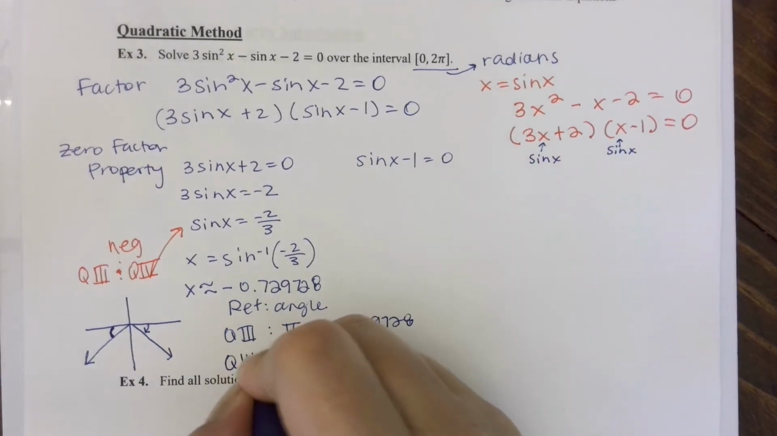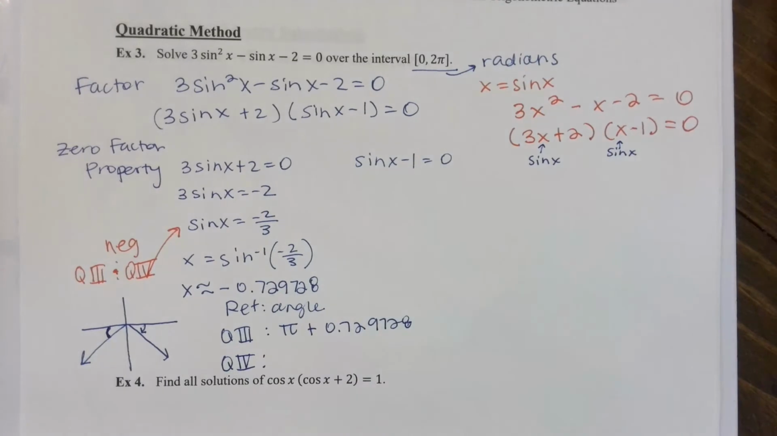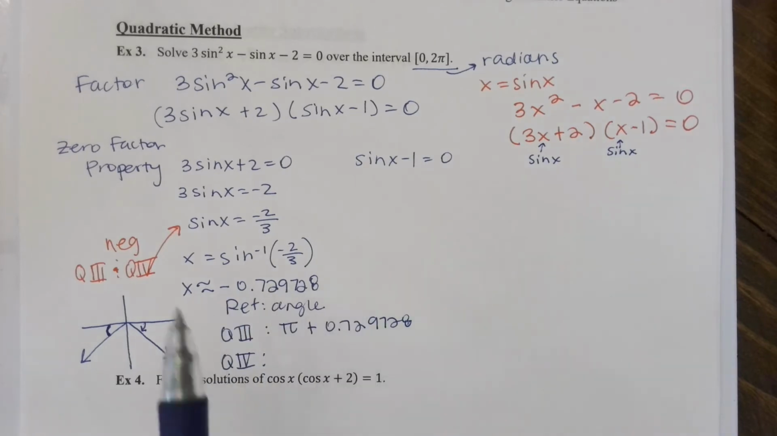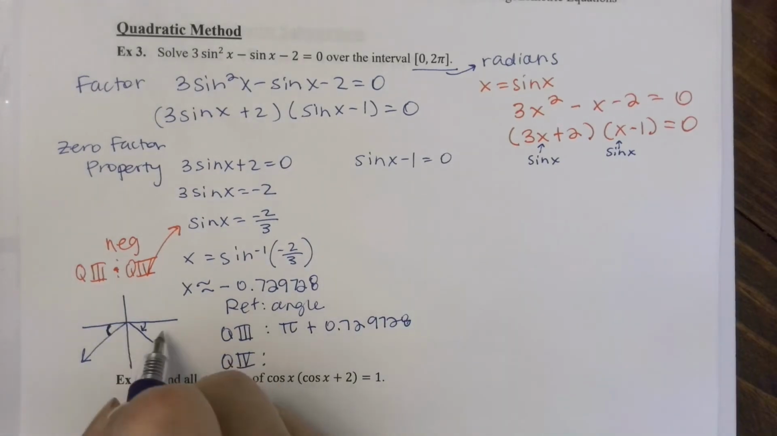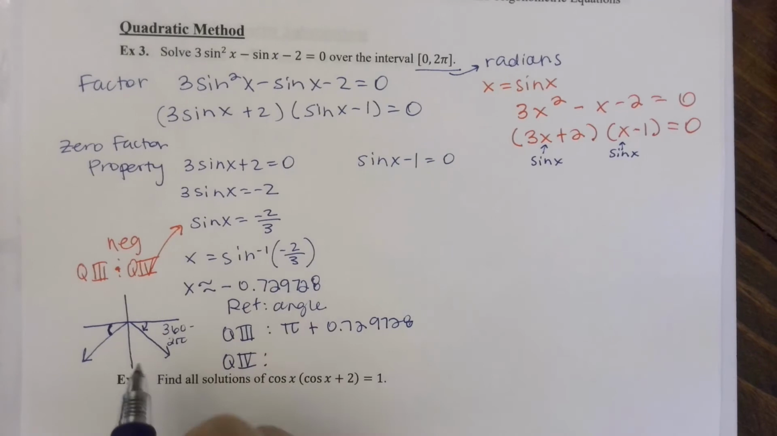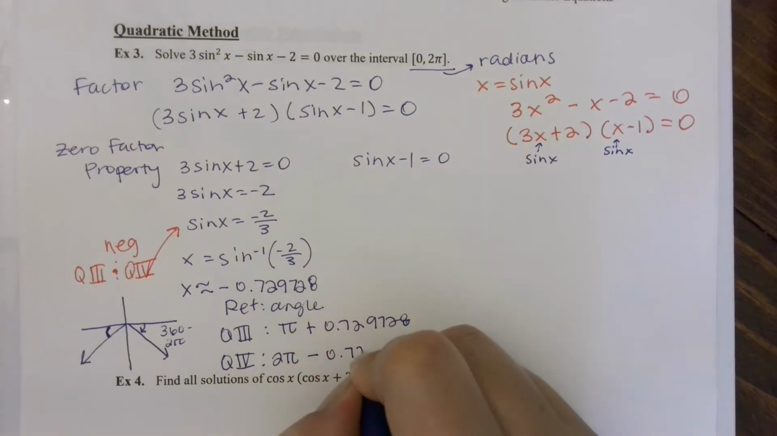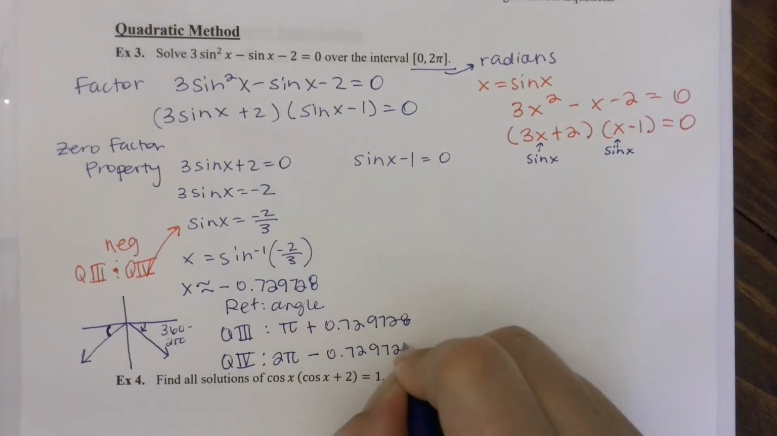For quadrant 4, you can either find a coterminal angle, so add 2 pi or 360 degrees, or you can refer back to finding a reference angle in quadrant 4. So reference angle in quadrant 4, we would do 360 degrees, or 2 pi, minus the reference angle. Okay, so that would be 2 pi minus 0.729728.